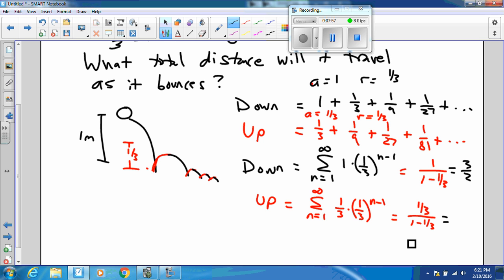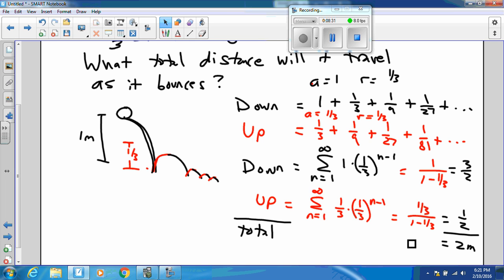And when you simplify this one right here, you get 1 over 2/3, which is 3/2. When you simplify this one, you get 1/3 over 2/3, which is 1/2. And so our total distance traveled is equal to the sum of these two, 3/2 plus 1/2, which is equal to 2 meters. Very interesting that we travel 1 entire meter in just this first leg of the journey, and then all of the rest simply adds up to an additional meter. Well, I hope this was helpful to you in terms of seeing how to sum up geometric series.